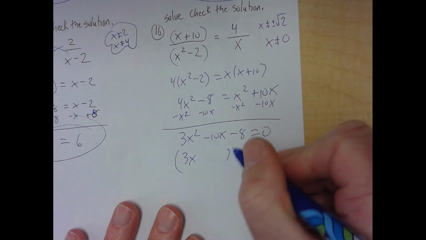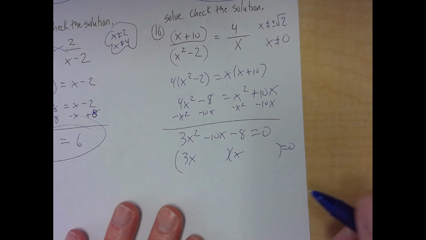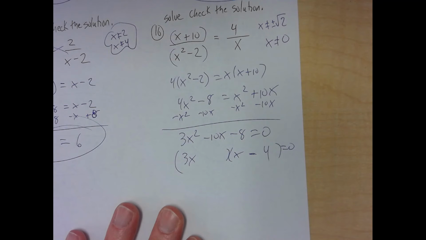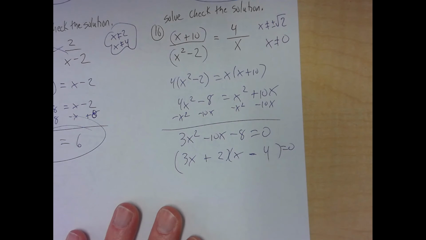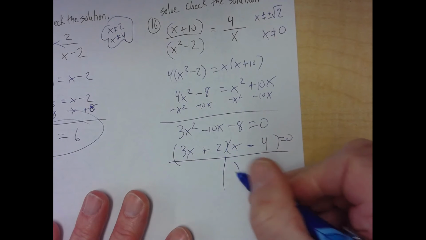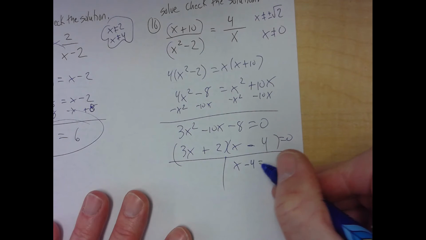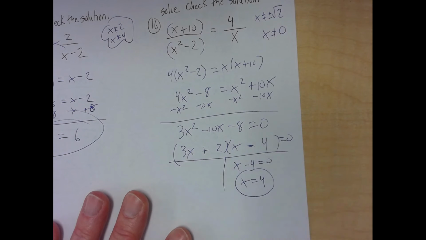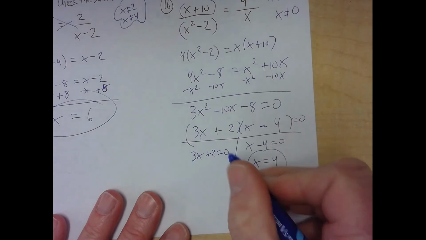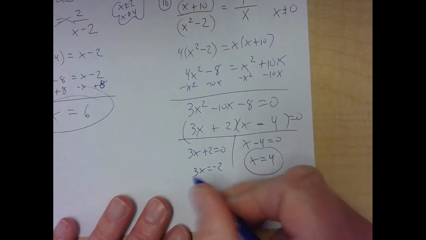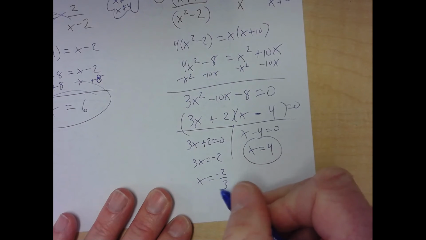3x and x, and then we need to make a 12. So the 12 needs to be negative, and then 2 here positive. So that would be negative 12 plus 2 is negative 10. That time, oh, it works. It works. Zero product property. X minus 4 is equal to 0, so x is equal to 4, because 4 minus 4 would be 0. And then 3x plus 2 is equal to 0. Subtract the 2 over. 3x is negative 2. Divide by 3. X is negative 2/3.